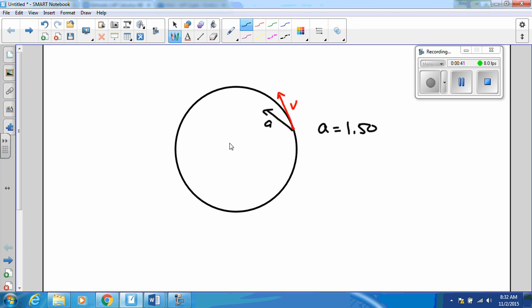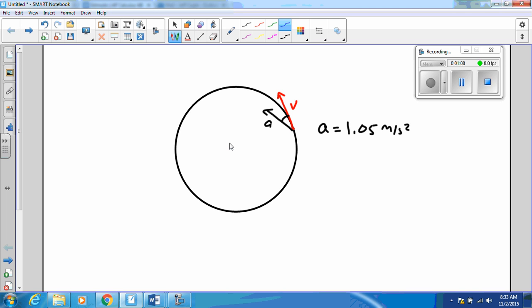So the acceleration is 1.50 meters per second squared? 1.05. And it makes an angle of how much? 32 degrees. It makes an angle of 32 degrees with its velocity. Okay. So there was no trig needed beyond your simple sines and cosines.